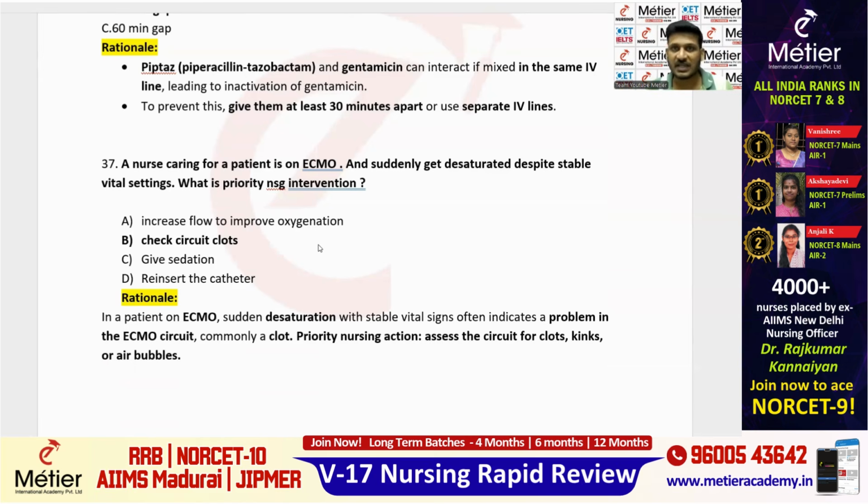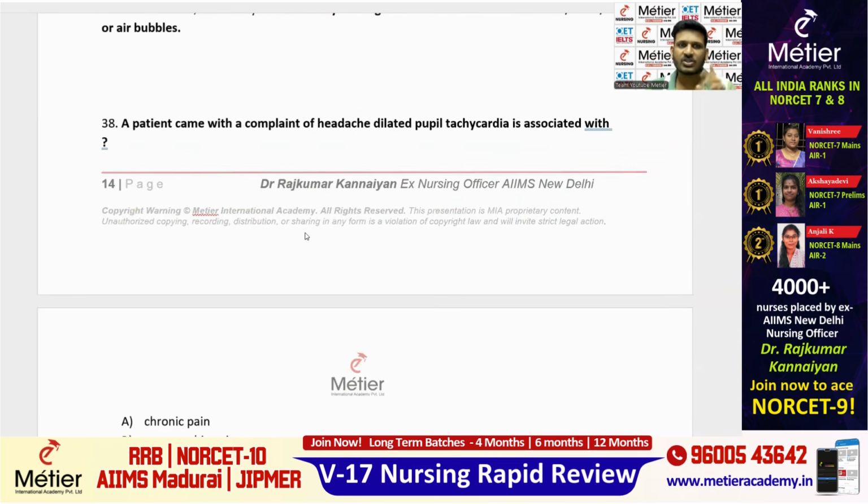The machine is working properly, but there is some problem in the circuit from the machine. That's why desaturation is taking place. So you have to check the circuit. In the circuit, there might be kinking, bending, clot formation, something might be there. That's why adequate oxygen is not being delivered, or adequate blood flow is not reaching back to the patient. So in this situation, you have to check what? The circuit. So here the right answer is option B for question number 37.